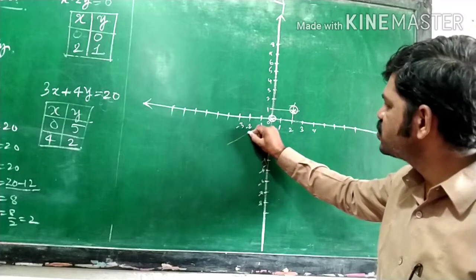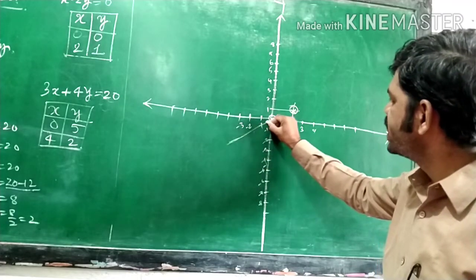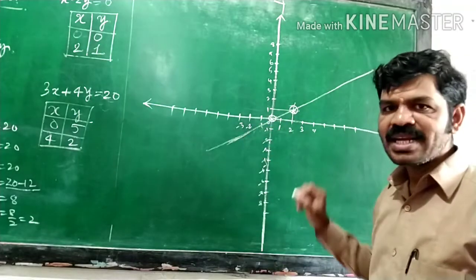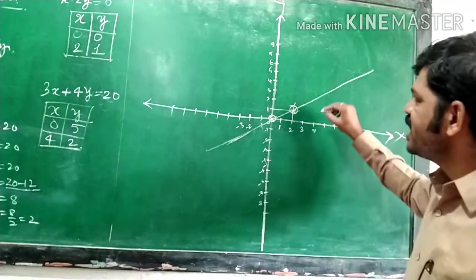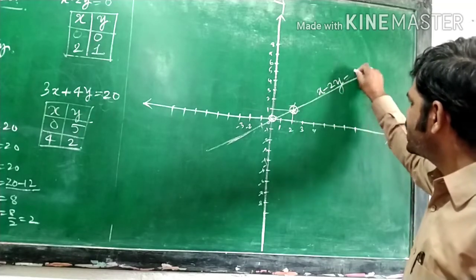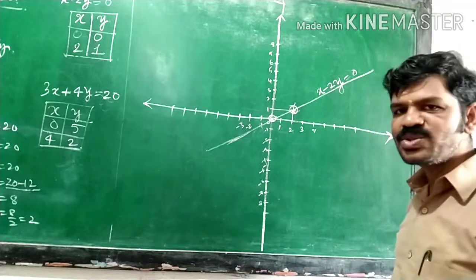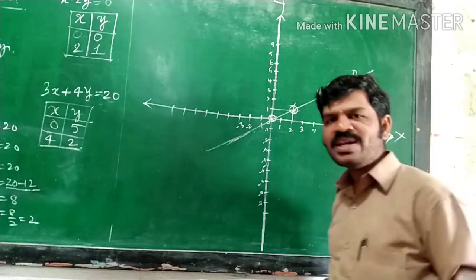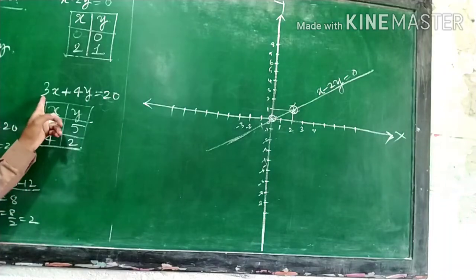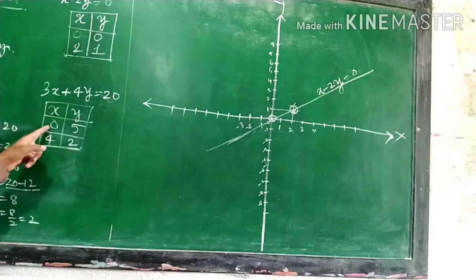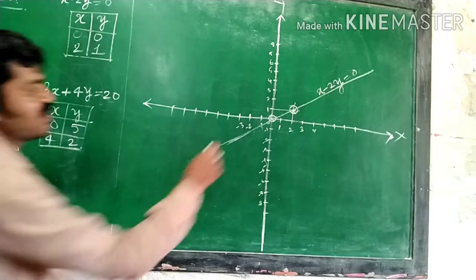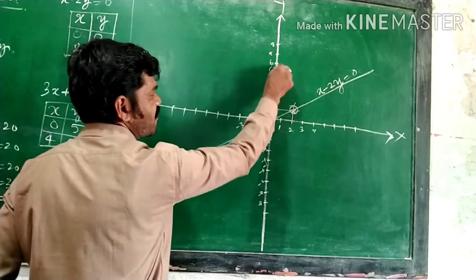Here we have to join these 2 points. So this is a line. In this line, we write the name of this line, that is x minus 2y is equal to 0. This is the one line we have obtained, and now another line from the other equation. So when x is equal to 0, we have obtained y is equal to 5. See, 1, 2, 3, 4, 5, this is 5.